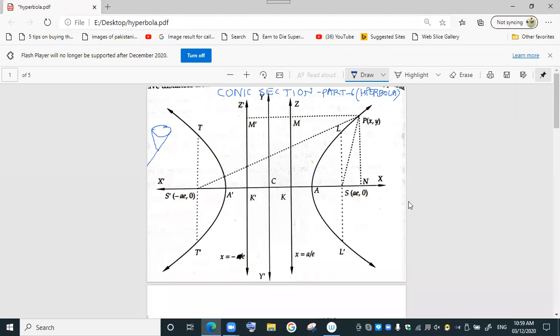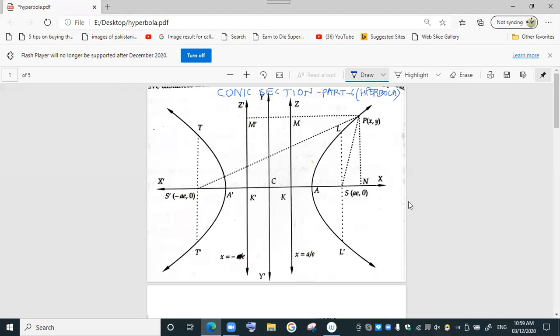If a plane cuts parallel to the axis, it will make two figures like this side and this side, and one line will pass from this point. This is the same figure that we get on cutting the cone by the plane parallel to the axis. This figure is called a hyperbola. That was in 3D, and this figure you see in 2D.